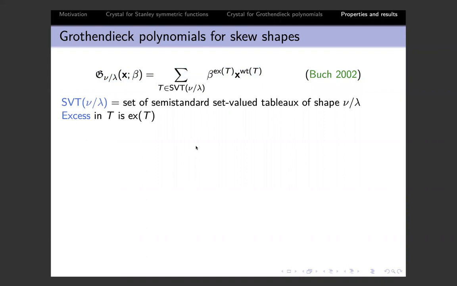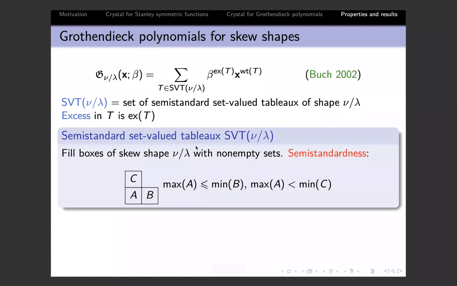A semi-standard set-valued tableau is very similar to a semi-standard tableau, but instead of just putting numbers into each box, we are now going to put sets in each box. Then I need to tell you what I mean by semi-standard. In each row, I want a weak increase, but what do I mean by weak increase when we are comparing sets? I need to compare the maximum of the set A with the minimum of the set B. That's how we compare things in the same row. And if we compare things in the same column, I want the maximum of A to be strictly smaller than the minimum of C.